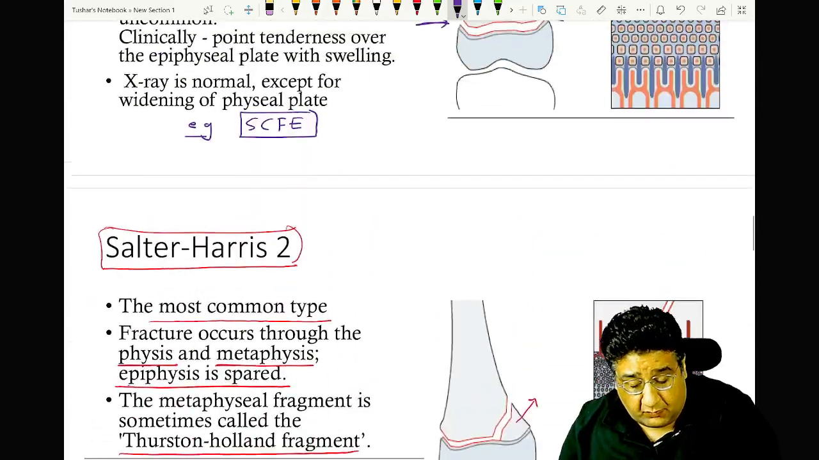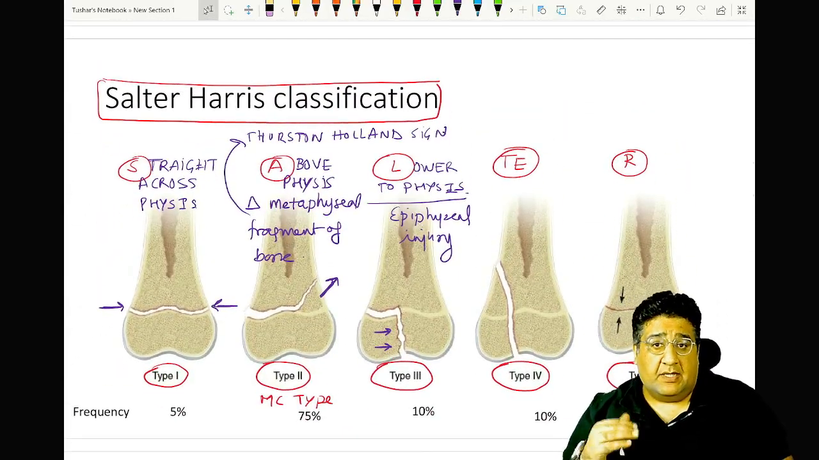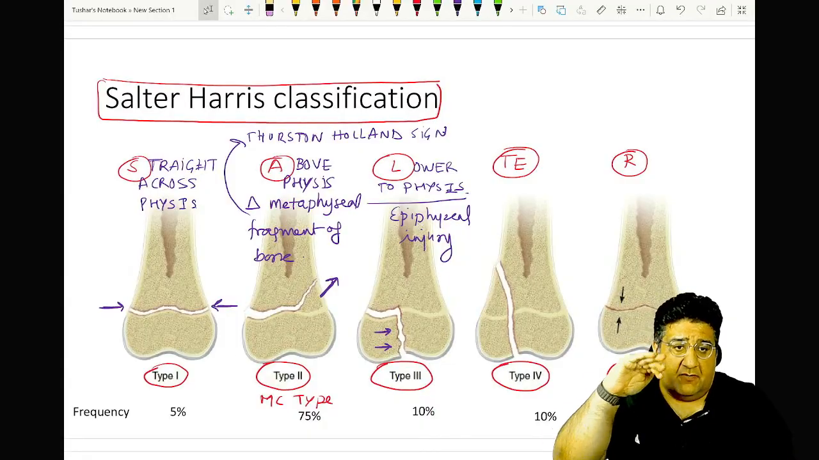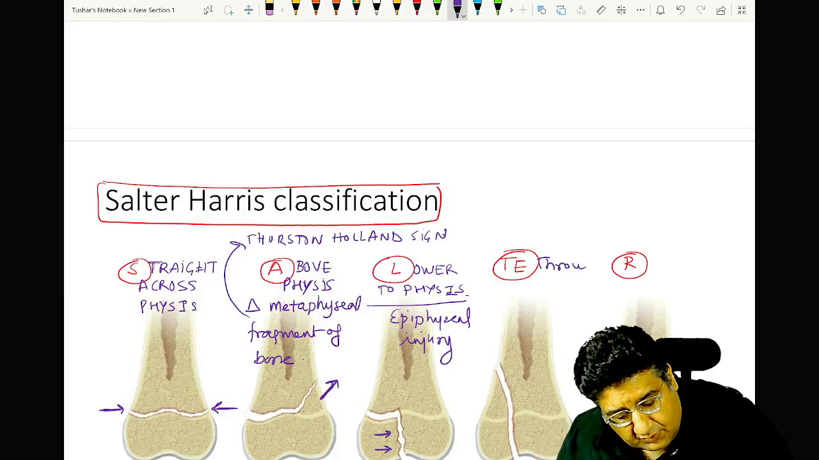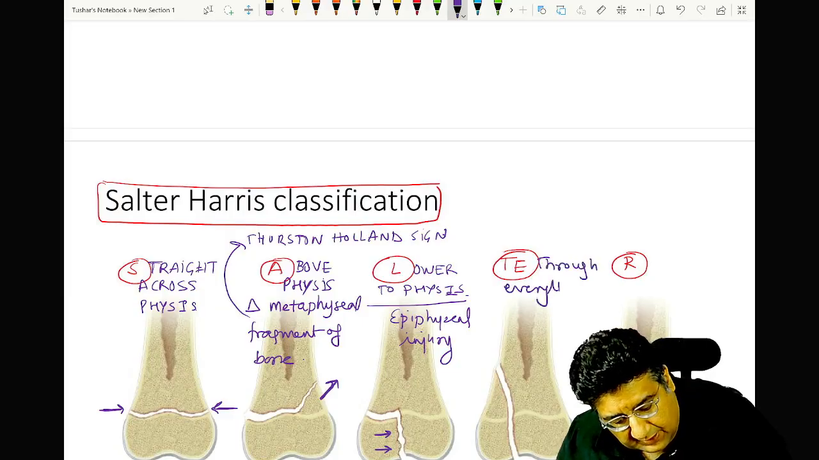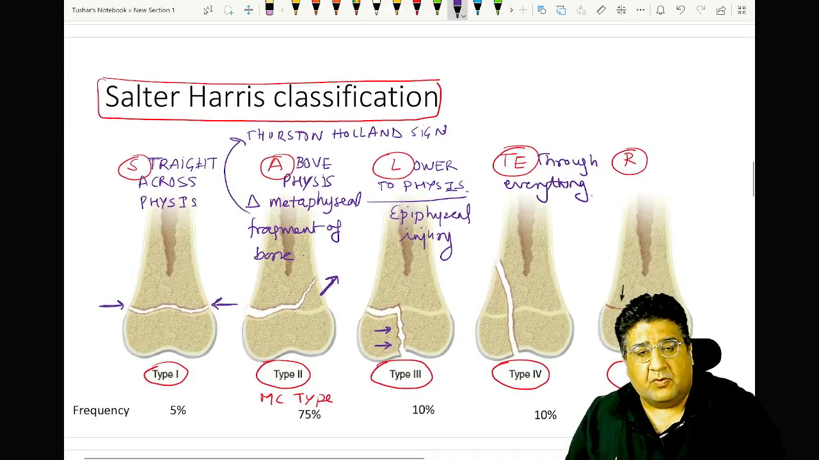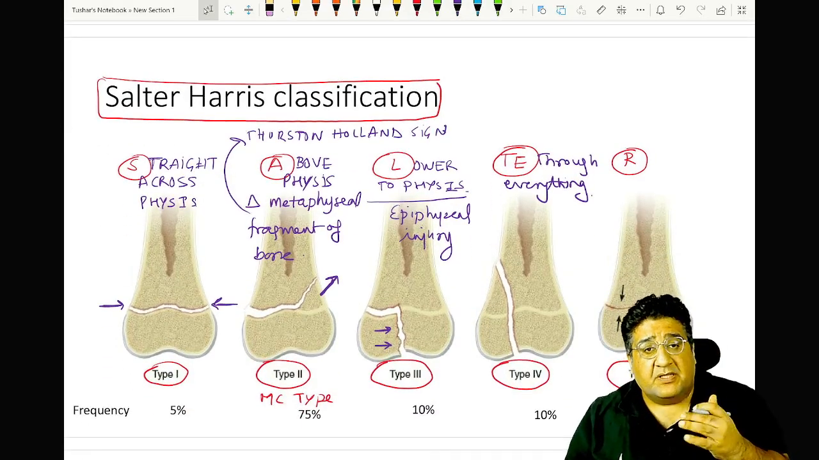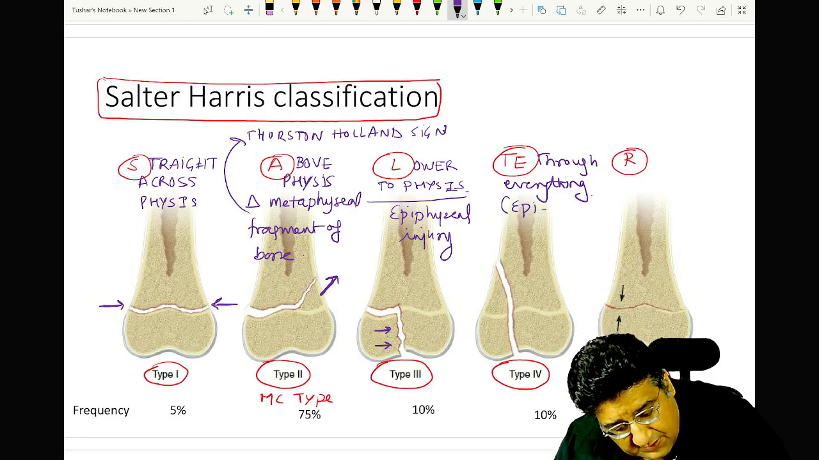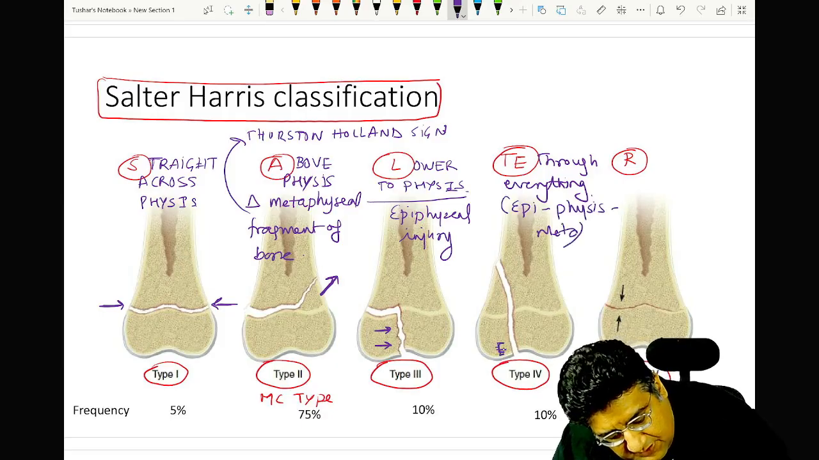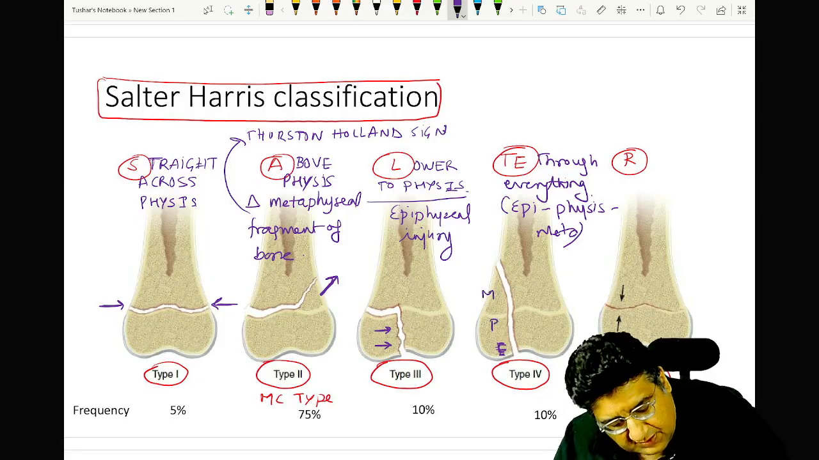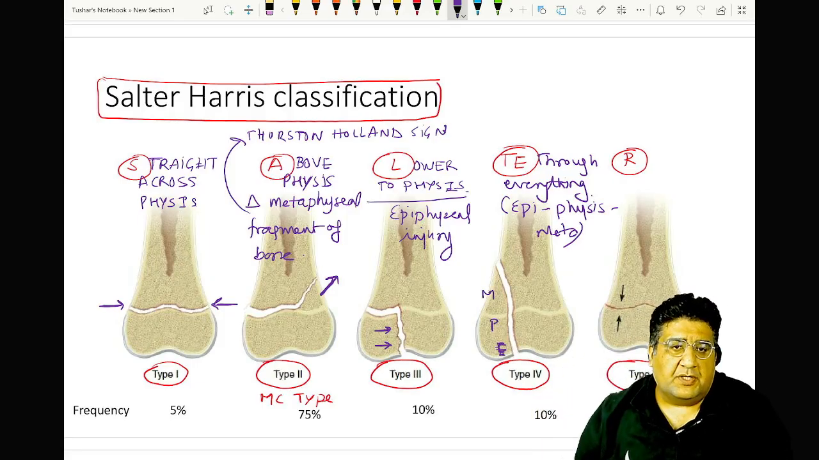Now, type 4. What do you mean by type 4? See, S straight across, A above, L lower, TE. Let me tell you what is TE. TE means through everything. When I say through everything, that means what? Through epiphysis, through physis, through metaphysis. So you can see epiphysis, physis, and metaphysis, injury through all three of them, which I'm sure you all can see here.